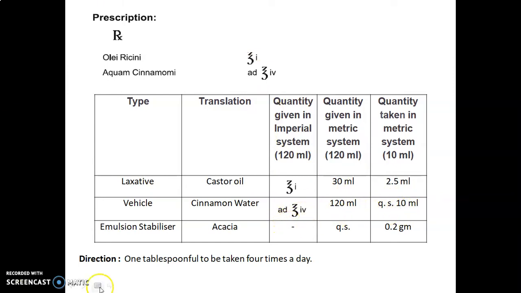Then third one, acacia. It is used as an emulsion stabilizer. The quantity is not given in the imperial system but in the metric system, that is quantity sufficient. And as we know, the quantity taken in the metric system should be up to 0.2 gram. Direction: 1 tablespoonful to be taken 4 times a day.